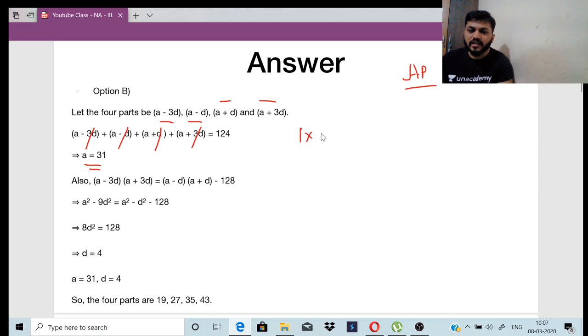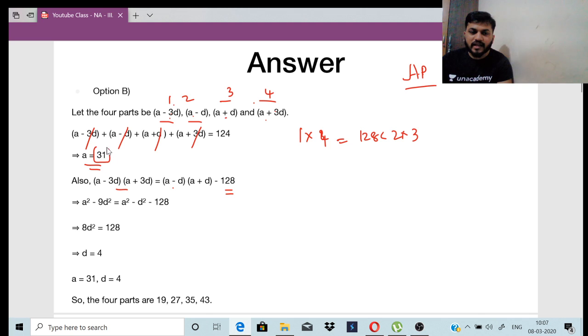The product of first and fourth is 128 less than the product of second and third, right? So formulate that: A minus 3D. This is 1, 2, 3 and 4, right? First and fourth: A minus 3D into A plus 3D is equal to A minus D into A plus D, minus 128, less than 128. So A minus 3D into A plus 3D equals A minus D into A plus D minus 128.